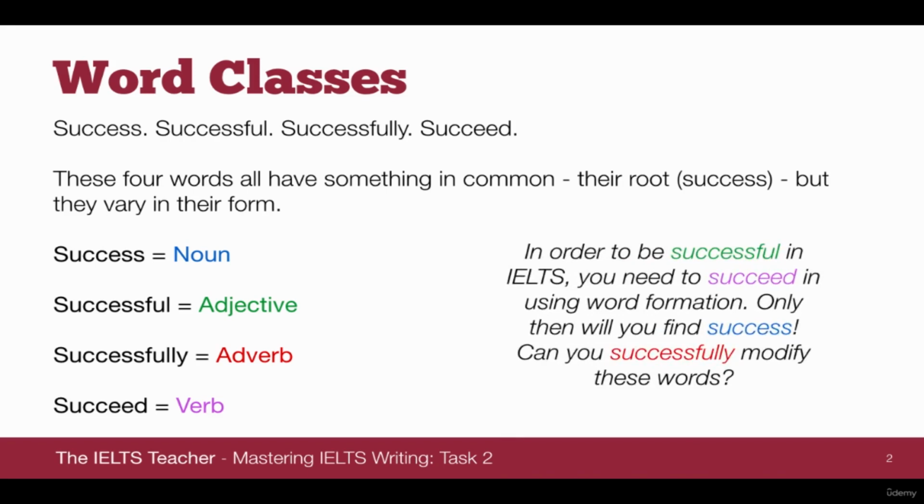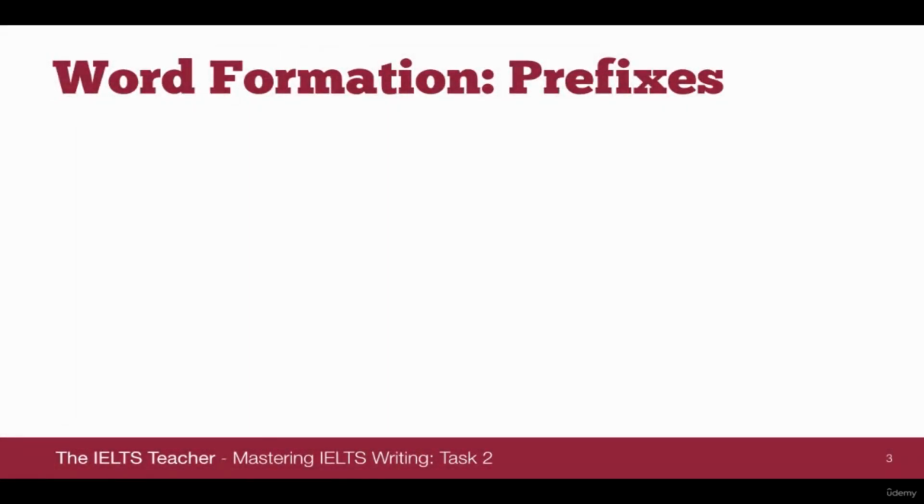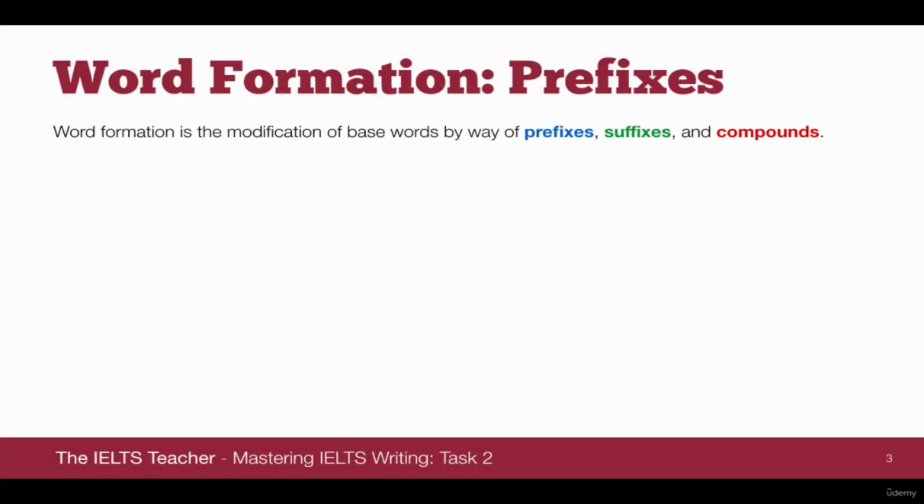So to use all of those words together, in order to be successful in IELTS, you need to succeed in using word formation. Only then will you find success. So can you successfully modify these words? That's what we're going to look at. We can modify all of these words by way of word formation. And word formation can come in three different kinds. It's all about the modification of base words by way of prefixes, suffixes, and compounds.